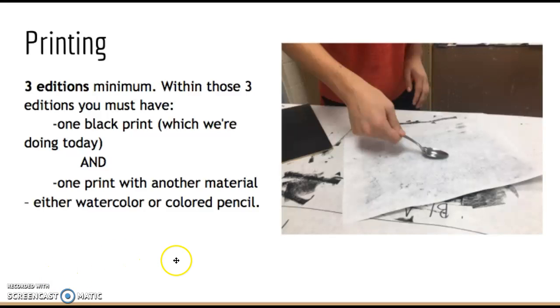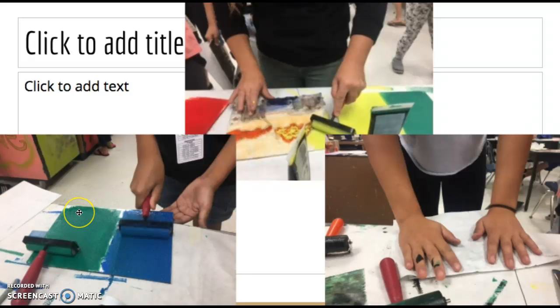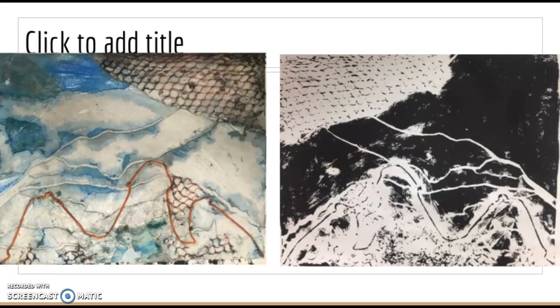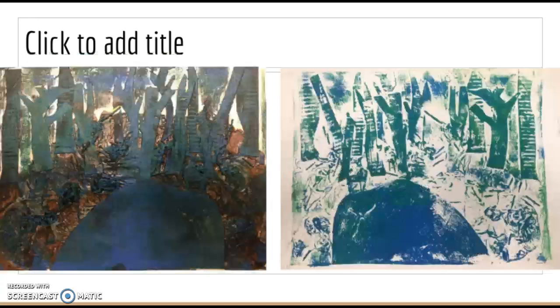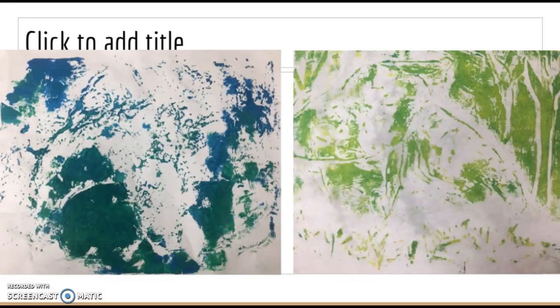Then we began printing. So they knew they needed to have 3 editions. Within those 3 editions, 1 black print and 1 white print. Here's how it was set up at each table. Students progressively were able to use more color. Here's an example of some of the black and white ones. Here's an example of the print and the printing plate. You can see how they're opposites, so that was something students had to grapple with. Another example of the plate with the print. Some more black and white, several colors.